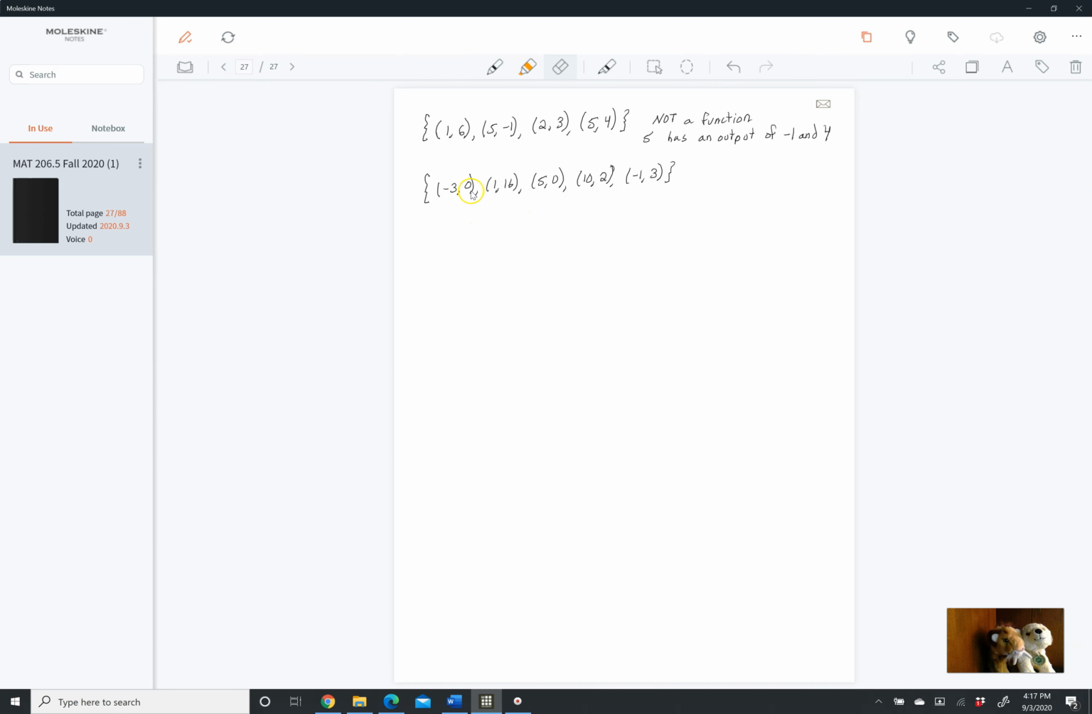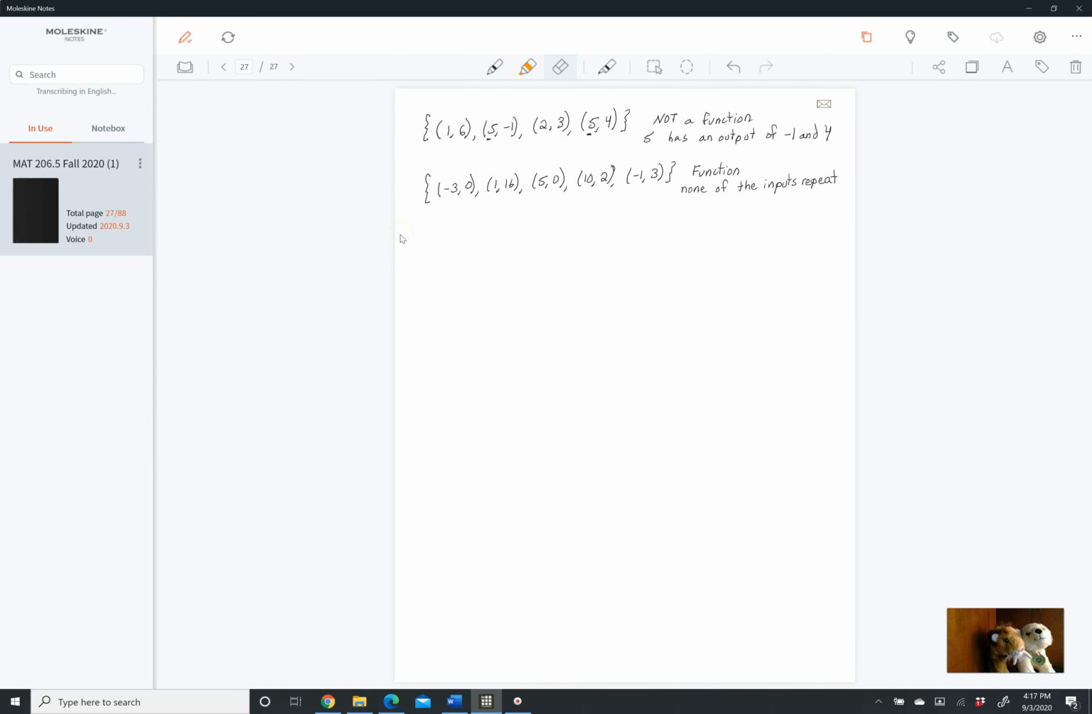Okay, now if you'll notice, you'll see 0 twice, but that doesn't matter because those are outputs. And it's okay to have the same output twice. You just can't have the same input twice. Okay, so this is a function. And we're saying it's a function because none of the inputs repeat. Okay. In the above one, we have a 5 that repeats. But down here, we don't. Nothing repeats. So this is a function.